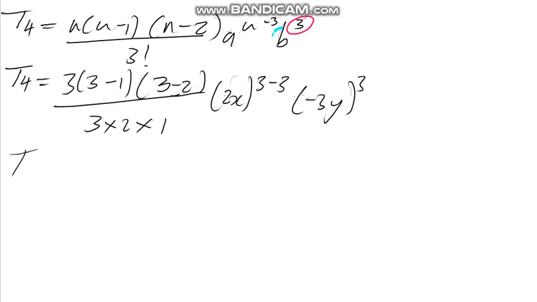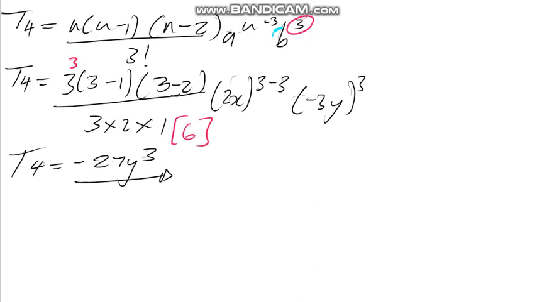So when you expand this, you multiply everything out, and you should get minus 27 y cubed as your final answer. Remember, the bottom one you get is 6, the top one you'll get 3, then inside there you'll get 2, and then there you'll get a 1. So you're going to multiply all this to get your answer.